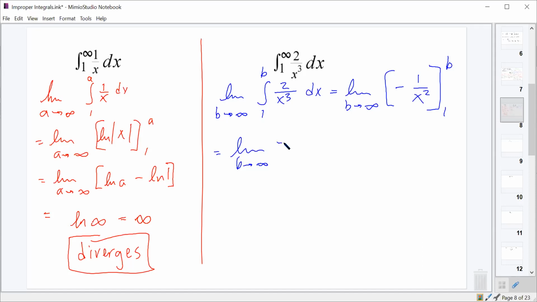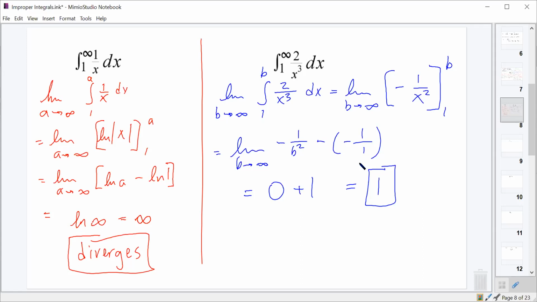And that gives us what? Negative 1/b squared minus negative 1/1. And if we were to evaluate this limit as b approaches infinity, what do we get? We get 0 plus 1, which is 1, which tells us that underneath 2/x cubed from 1 to infinity, there is, once again, exactly 1 unit of area. Good or no?